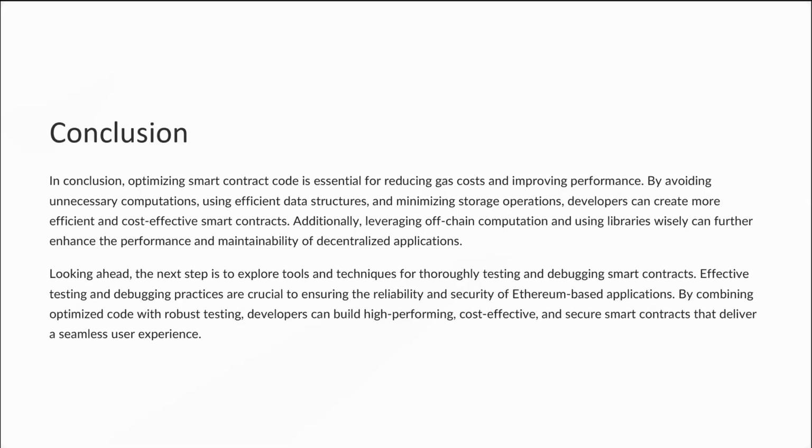To conclude, optimizing smart contract code is essential for reducing gas costs and improving performance. By avoiding unnecessary computations, using efficient data structures, and minimizing storage operations, developers can create more efficient and cost-effective smart contracts. Additionally, leveraging off-chain computation and using libraries wisely can further enhance the performance and maintainability of dApps. Next, we will be exploring tools and techniques for thoroughly testing and debugging smart contracts.